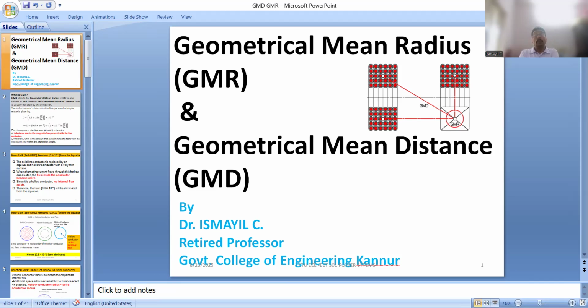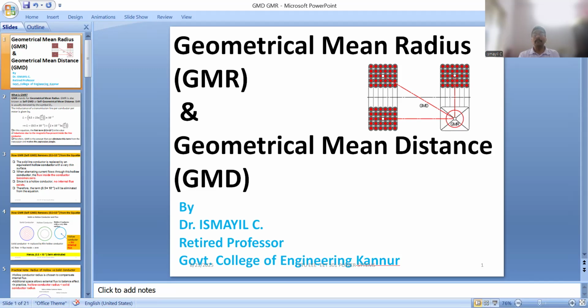Now, we'll be moving to what is meant by geometrical mean distance. As I mentioned earlier, GMD is also called a mutual GMD and GMR is called self GMD. This mutual GMD or GMD is used in the calculation of mutual inductance of the transmission line and it is denoted by the symbol DM.